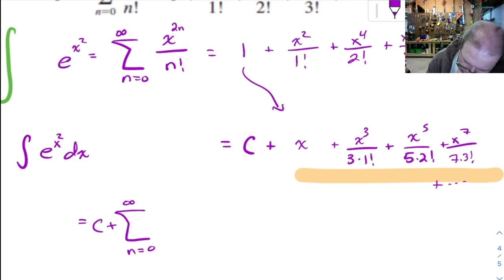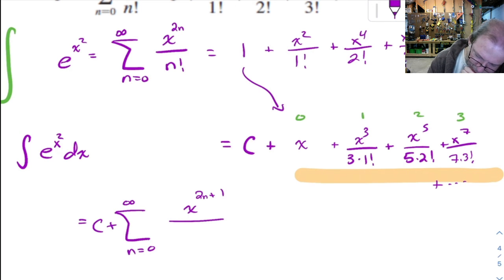So let's look at it. I'm going to write my n's on top. This is n equals 0, n equals 1, n equals 2, n equals 3, and so on. So if we look at this, the thing we have on top is x to the, they're odd numbers, so it should be something like 2n plus 1. Yeah, that gives it to us. Then down here we have 2n plus 1 for our coefficient. Then this is n factorial.